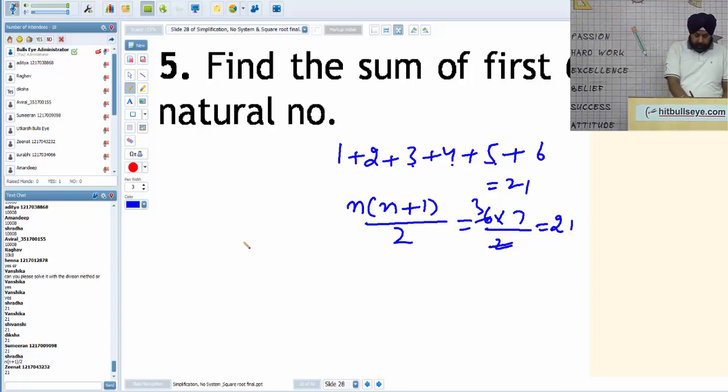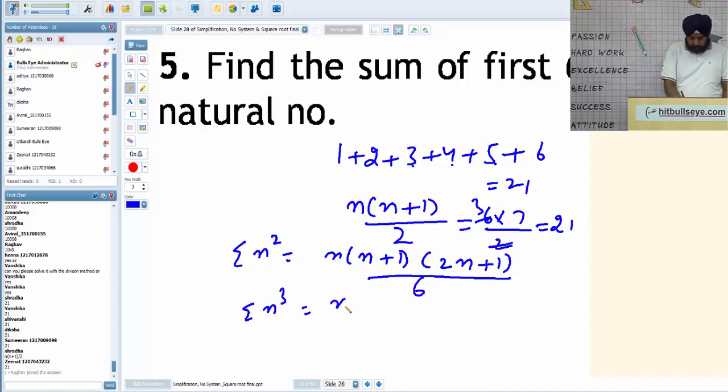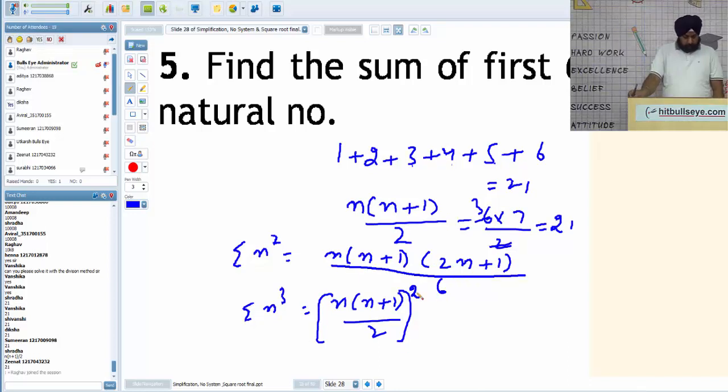And what is the sum of squares of n natural numbers? It's sigma n square, which is n into n plus 1 into 2n plus 1 divided by 6. And what is sigma n cube? It's n into n plus 1 by 2, whole square. These three are very important. Please note them down. If you don't remember, please remember sigma n is n into n plus 1 by 2.